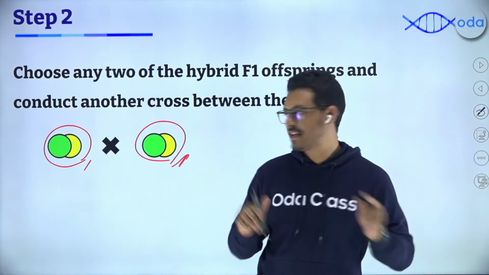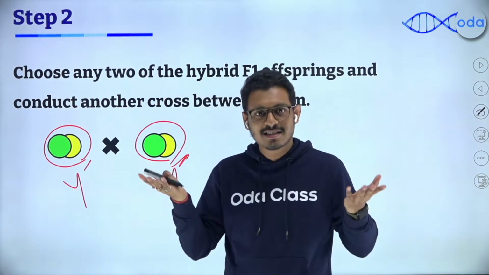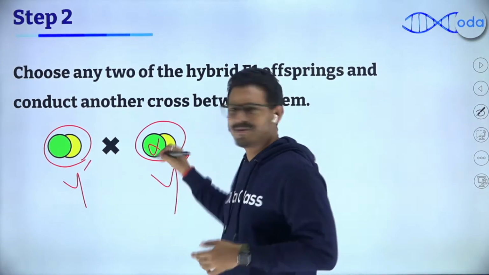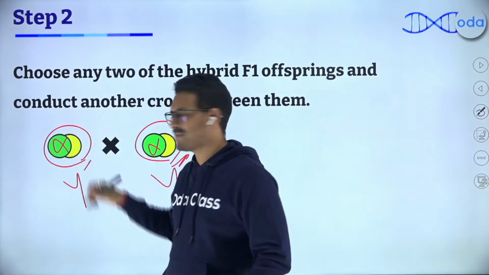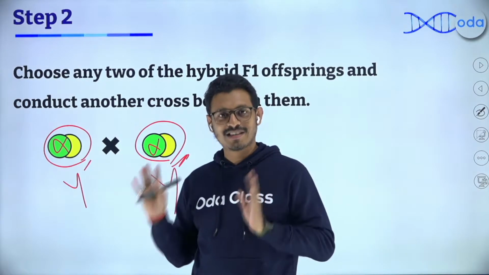Now, if you haven't figured it out, let me tell you, both of them are going to be yellow color because the yellow color gene is the dominant one. So the green one is pathetic. He's not even going to get expressed. The yellow color one will dominate over it. Both the individuals will produce yellow color seed.